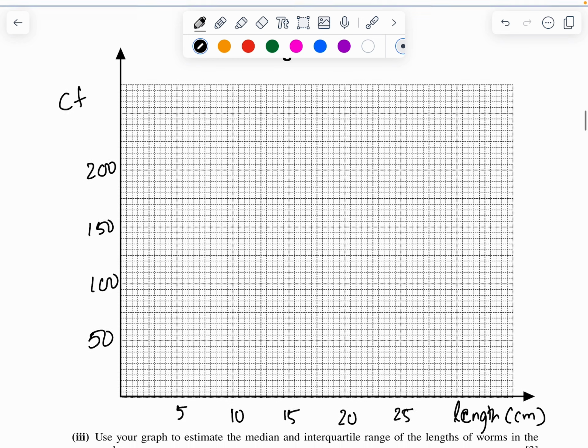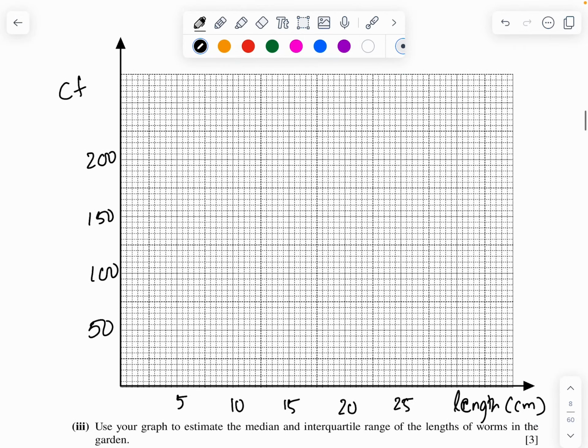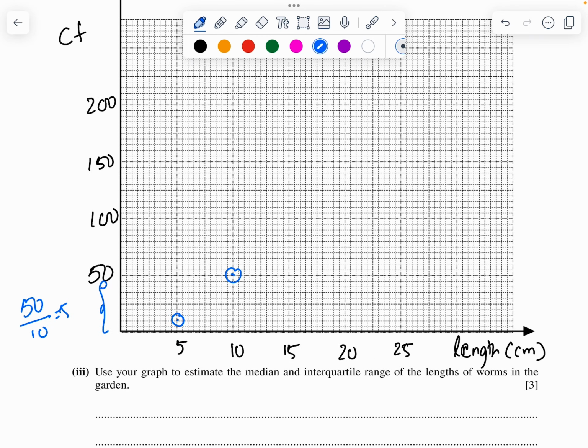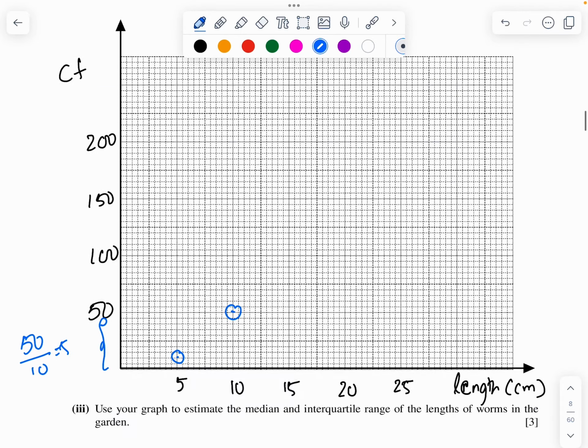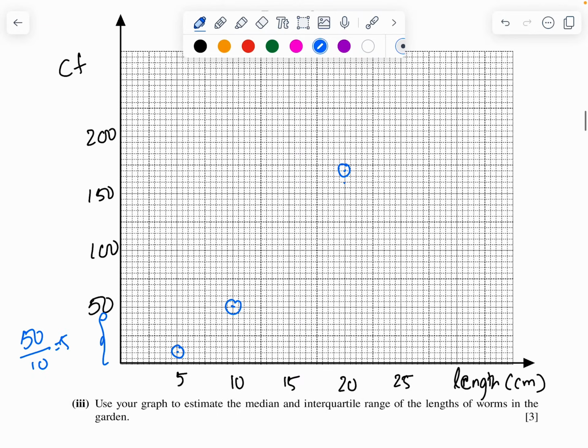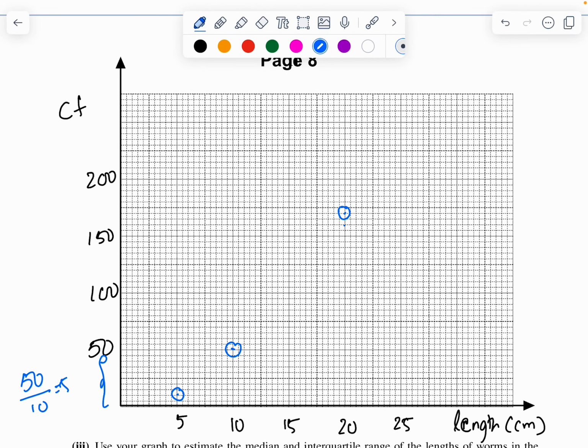Now 0 is 0, then whenever it is 5, it is 10. The gap is 50 and there are 10 lines, so each line is 5. So whenever it is 5, it is 10. Then for 10 it is 50. Then for 20 it is 170: 150, 160, 170. And for 25 it is 200.